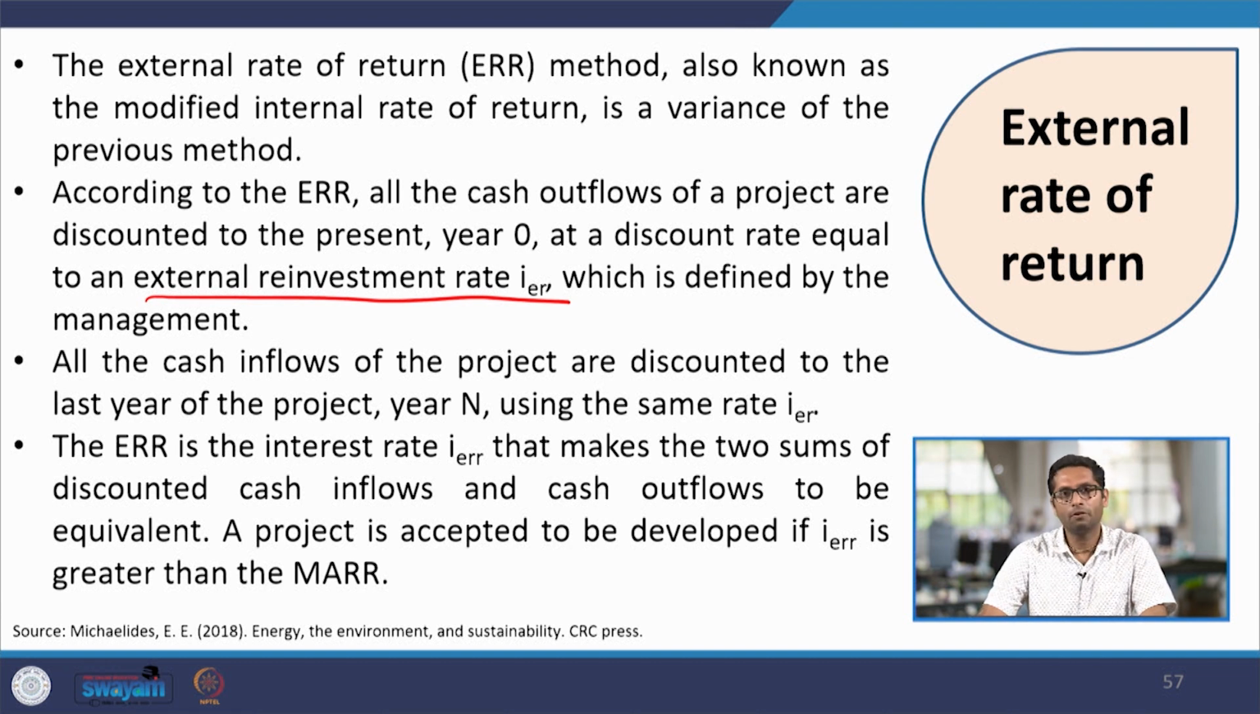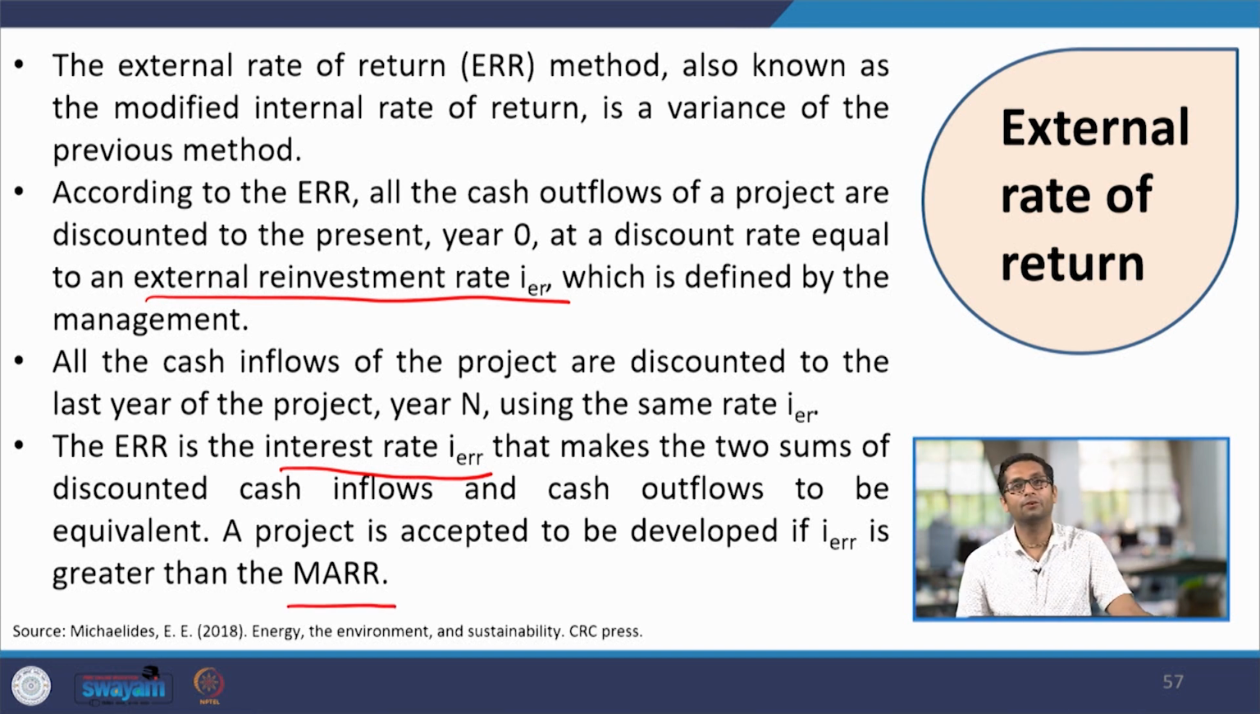Then it involves arriving at another interest rate, called the ERR, which is used to equate the present value of all the outflows to the future value of all the inflows. So, you would want to come up with the interest rate that equates all the outflows taken at present value and all the inflows taken at future value, and see if the interest rate that you arrive at by equating these two values is more than the minimum acceptable rate of return.